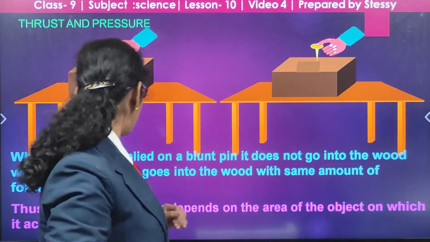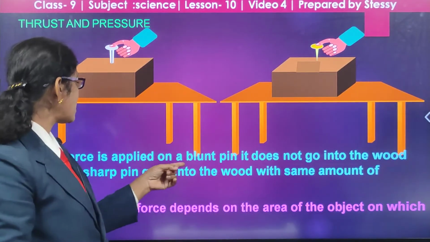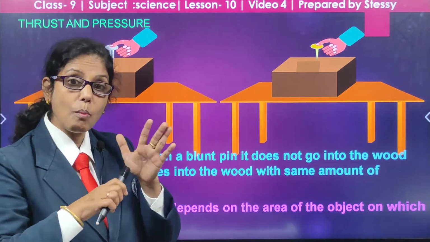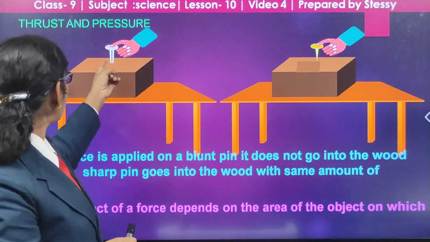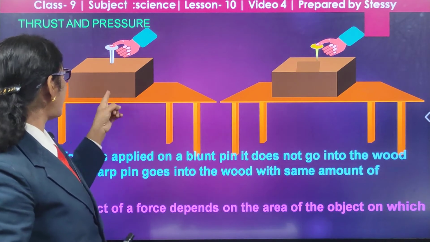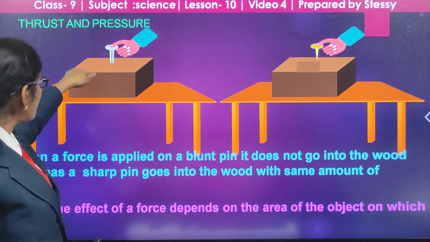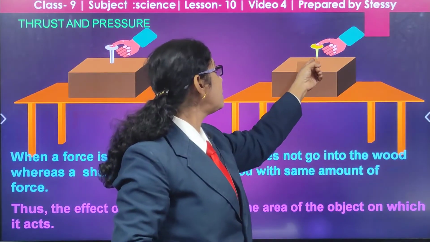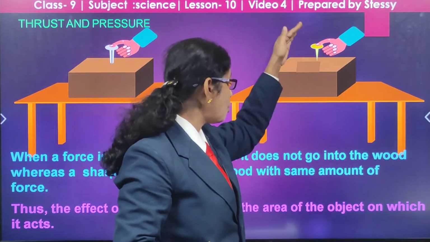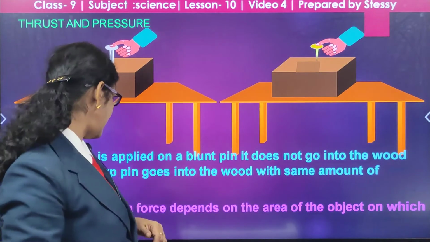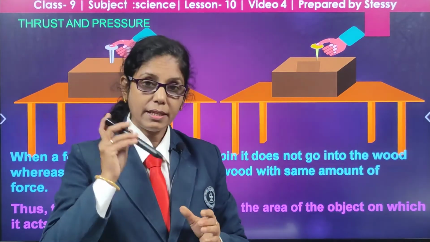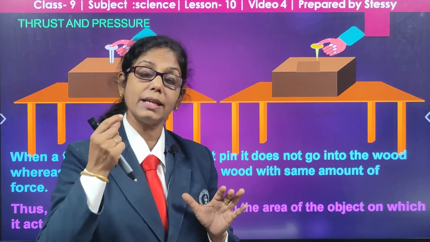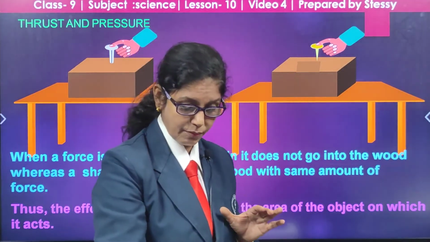So, when we come to this, a force applied on a blunt pin does not go more inside the wood. So here this is the blunt pin, a wood piece is there. If you press it, it will not go much. But it is a pointed pin. When it is pressed too much, it is going inside. That means even if the same force is applied, but the area is less, pressure will be more.